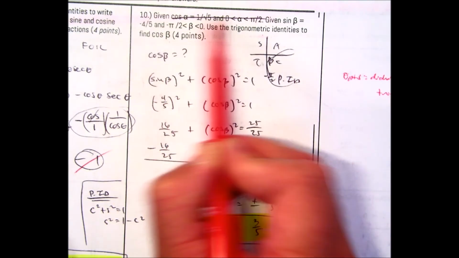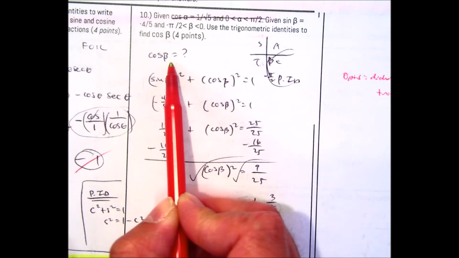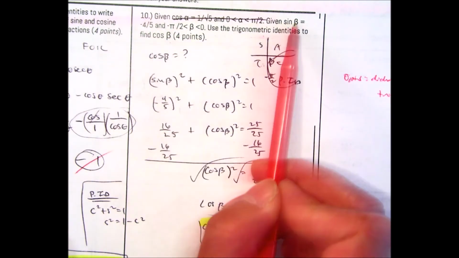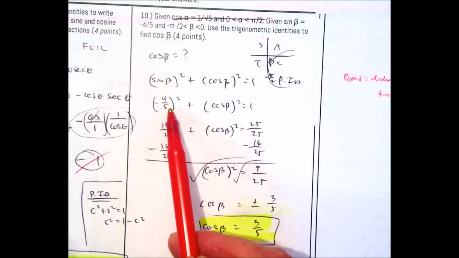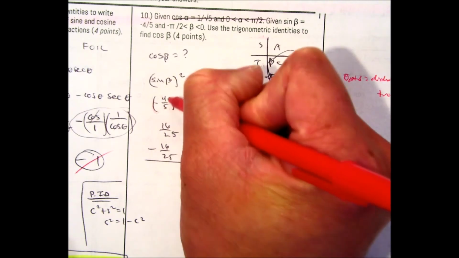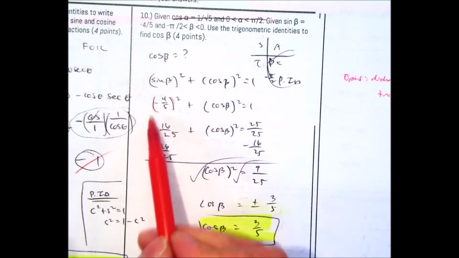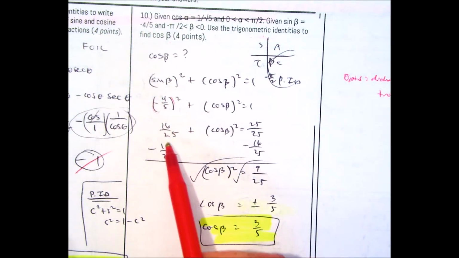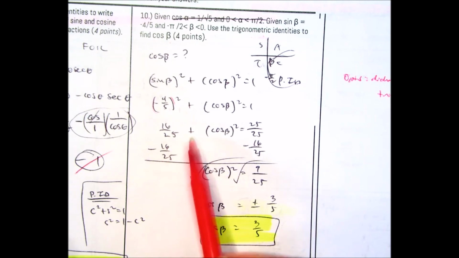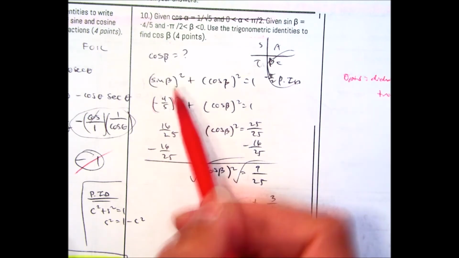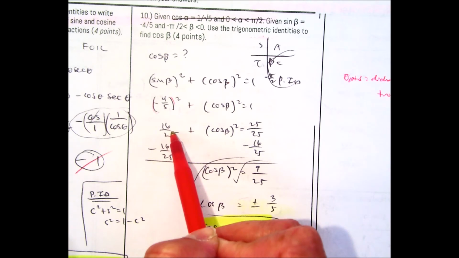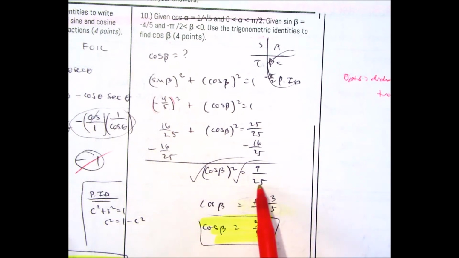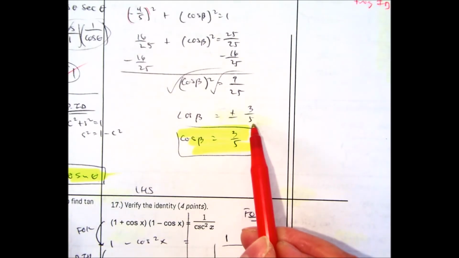So you don't need anything about alpha. I'm just focusing on beta. Sine of beta is negative 4/5. Guys, use your parentheses. I can't tell you how many students did not use a substitution, and they think the answer is negative 16 over 25, and they get like 41 over 25. Incorrect. Negative times a negative is a positive. Subtract it, square root, positive, negative.